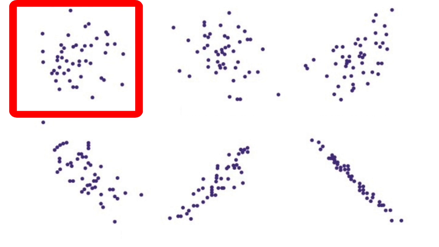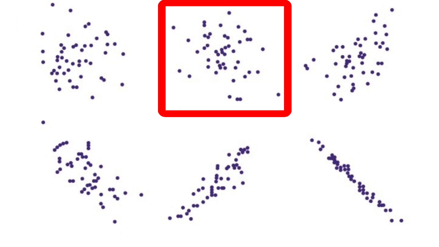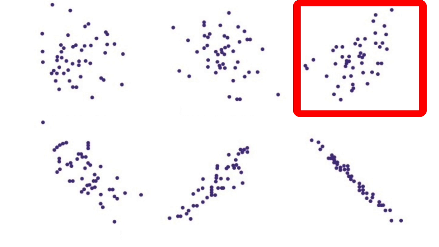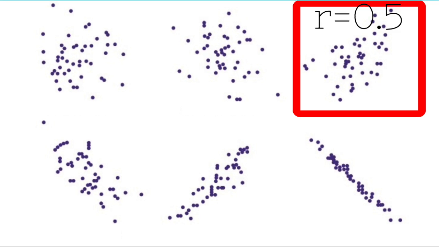In this first example, there is no linear relationship between the data points at all. Therefore, R is equal to 0. In the second example, there is a negative linear relationship. However, the correlation between the data points is not very strong. Therefore, we estimated R to be -0.3. This third example has a moderately strong positive correlation. Therefore, we estimated R to be approximately 0.5.